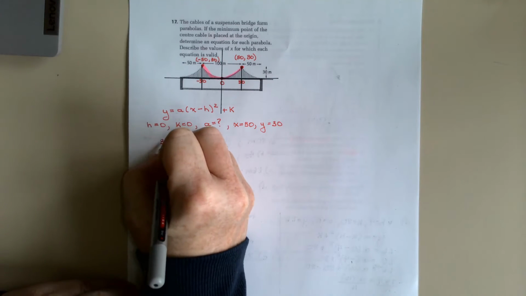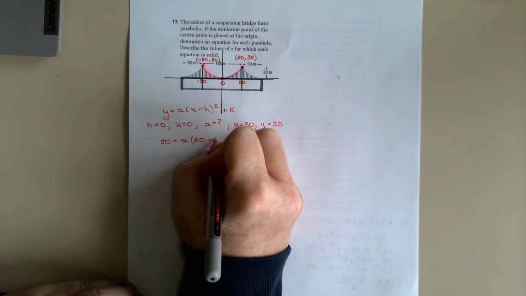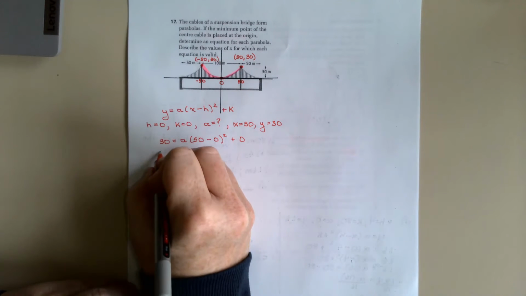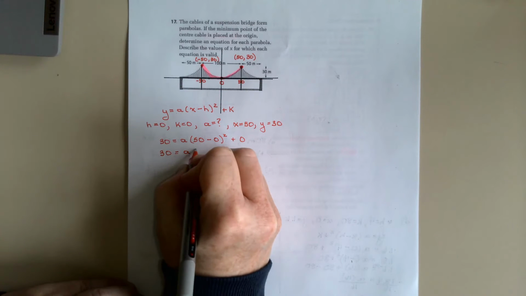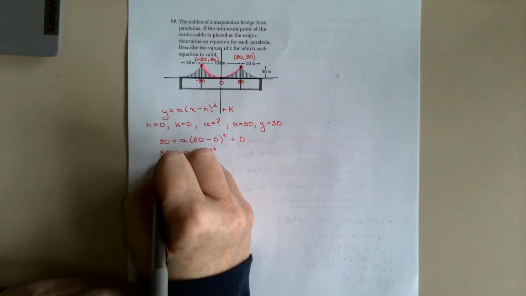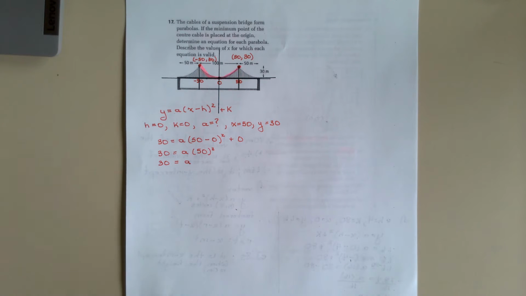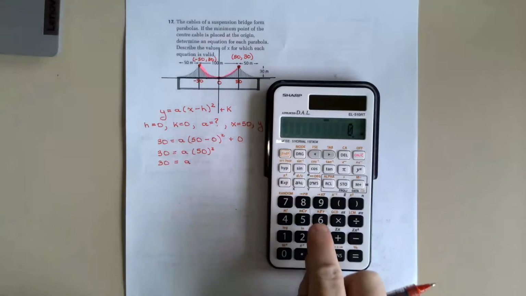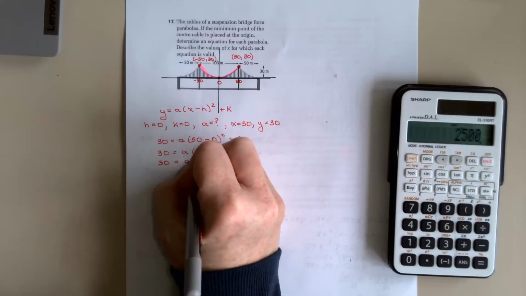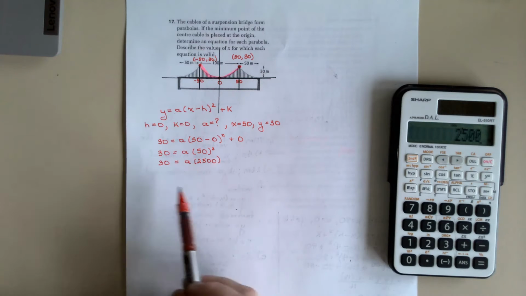So y is 30. I still don't know a. X is 50. H is 0. And k is 0. If I simplify this, I get 30 is equal to a times 50 minus 0, which is 50. And if I add 0 on the end, I don't have to write it. So I have 30 is equal to a times 50 squared, so 50 squared is 2,500. So a times 2,500. And now I'm almost done. I've simplified as much as I can.